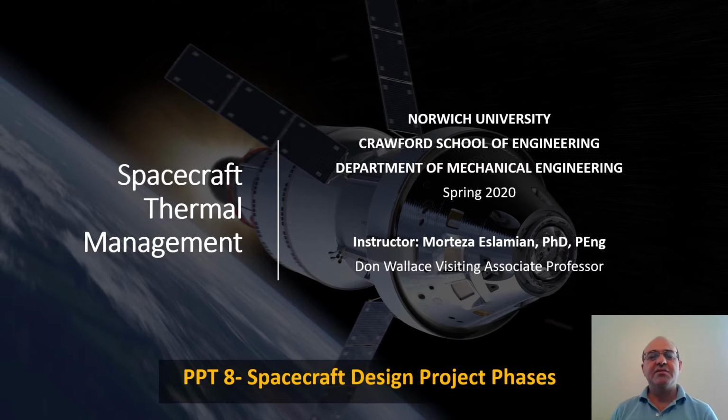So far we have talked about the different subsystems of the spacecraft, the environmental analysis, the thermal environment of the spacecraft, heat transfer aspects, mechanics of orbits, and different types of thermal architectures. So here we want to talk about the design phases, so how we actually approach the design project.